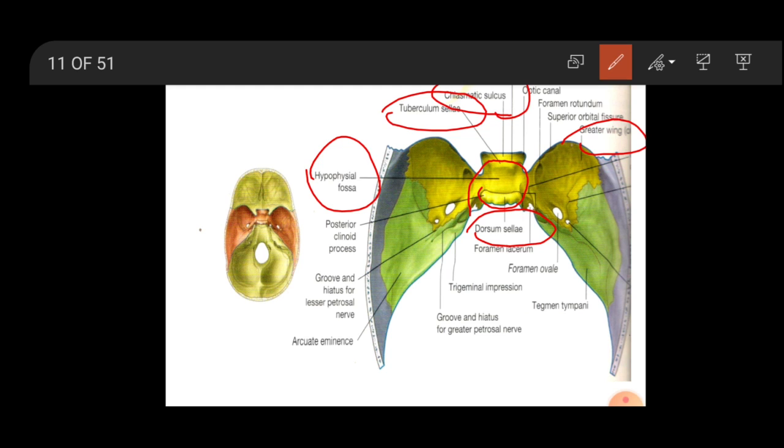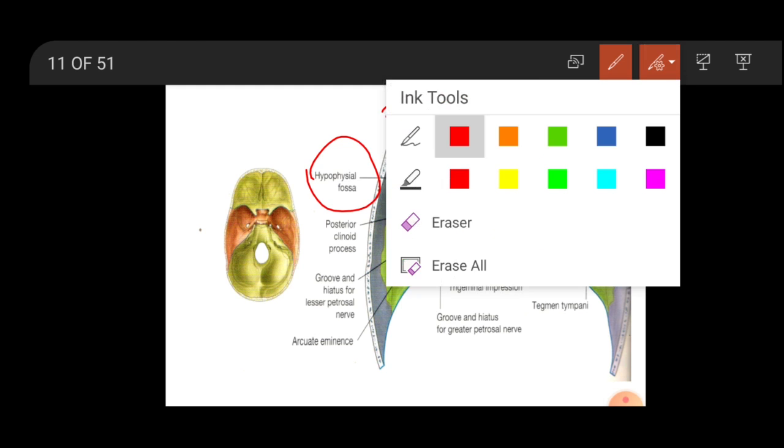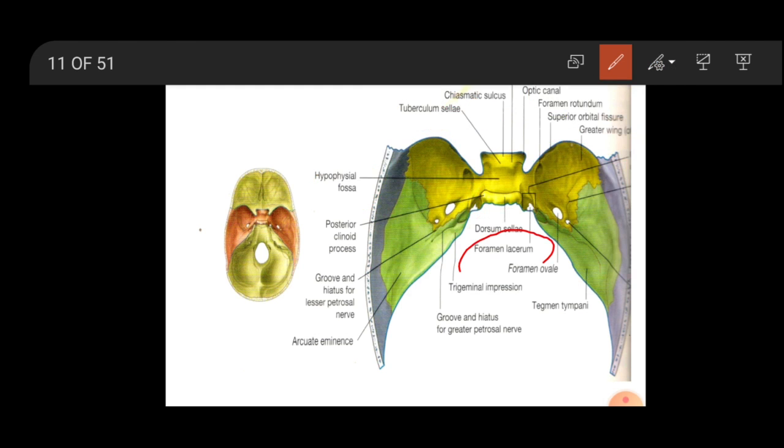Yes, so between the greater wing and the lesser wing you have this superior orbital fissure, and then you have this foramen lacerum there, through which the internal carotid artery enters the base of the brain. And you have this foramen rotundum. This is foramen ovale, and this is foramen spinosum. So foramen rotundum, foramen ovale, and foramen spinosum. These foramina are situated in the greater wing of sphenoid.